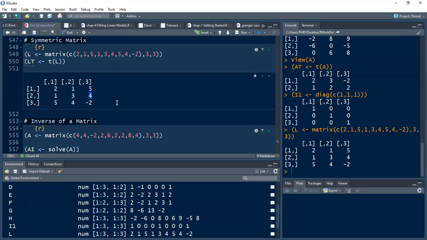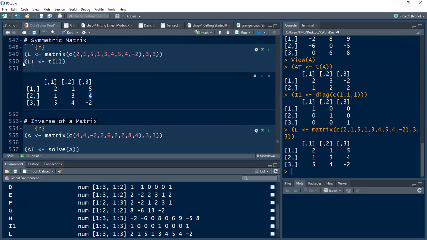You have the diagonal, and then you have the mirror images. 2, 1, 1, 2, they're the same. Third row, first column is the same as first row, third column. Third row, second column, the same as second row, third column. So since they're all the same, guys, the mirror images are the same, then this is what we call a symmetric matrix. Okay, you can prove that a matrix is symmetric by getting its transpose.